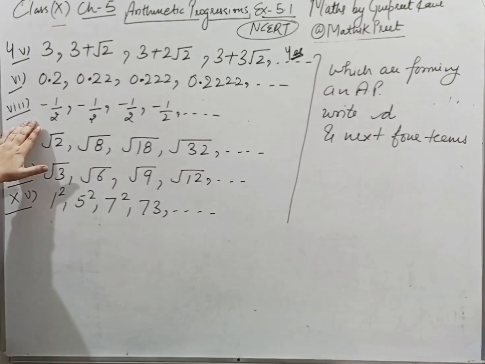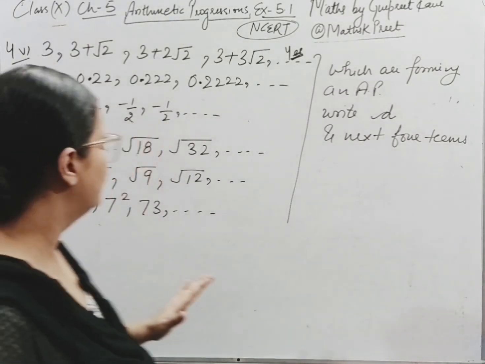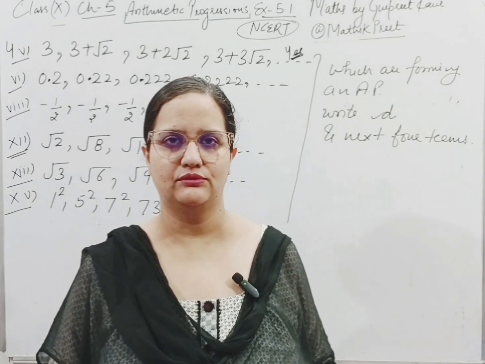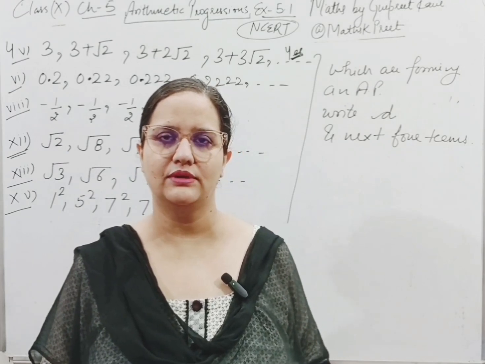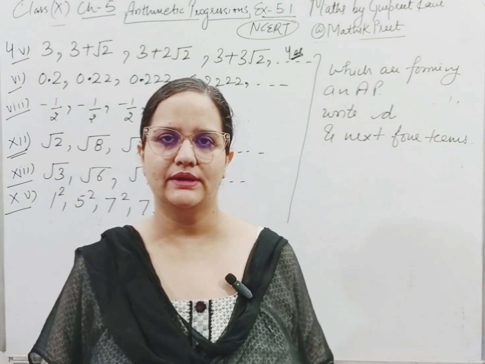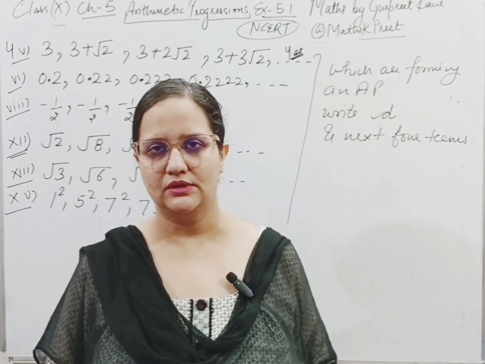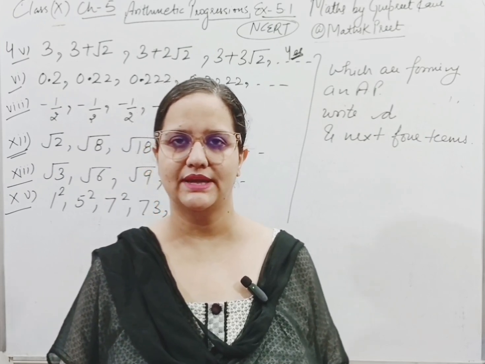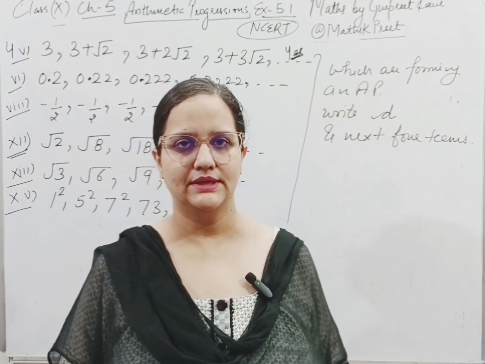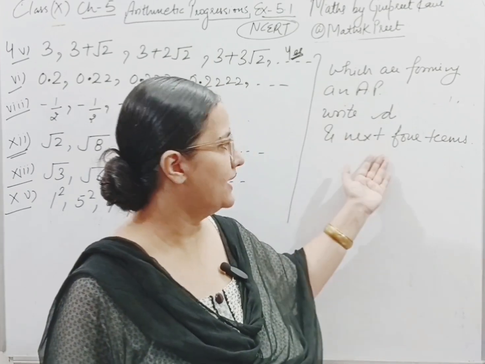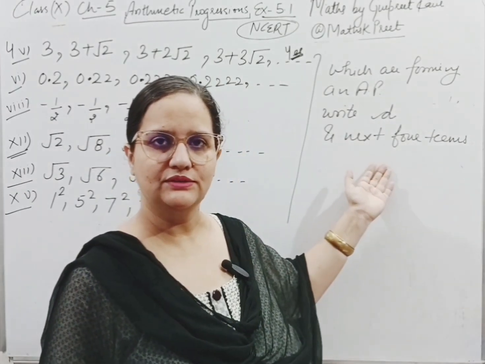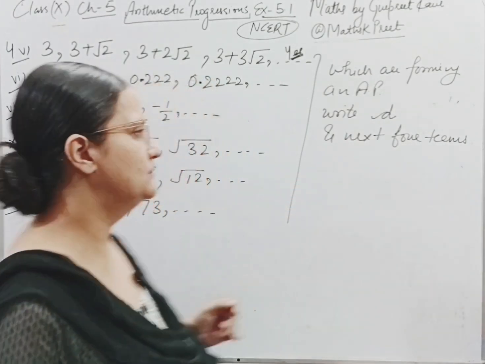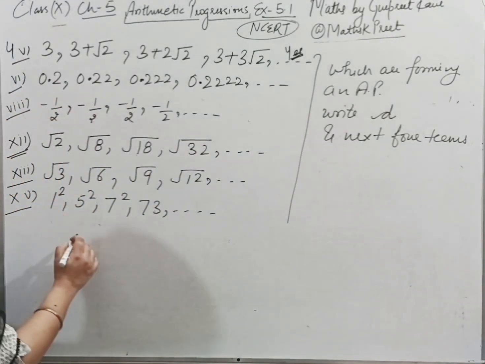Next part for question number 4, the given sequence is having the same value for each term, which is minus 1 by 2, which is clear from the sequence that we are not adding and subtracting anything to get the next term. So here the value for the common difference is what? 0. We are just adding and subtracting 0 to write the next term. So the value for D is 0 here, and the next four terms are what? Minus 1 by 2, minus 1 by 2, minus 1 by 2, minus 1 by 2. Let me show you how you will write.